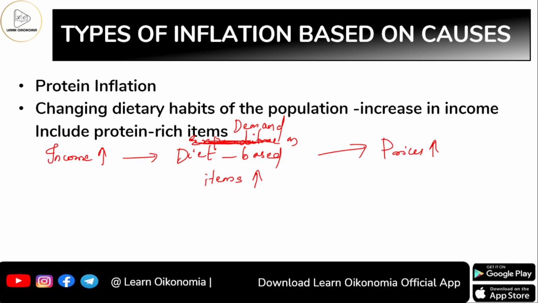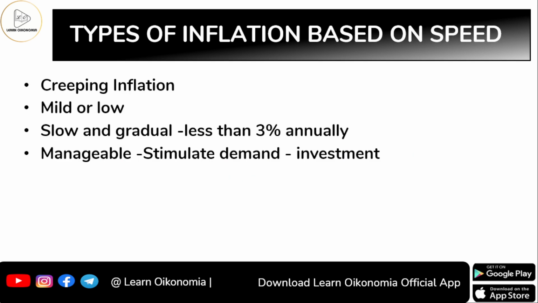Okay, so it's a kind of change in dietary habits of population that will happen as a result of rise in their income. So now people can include more items like protein, vitamin supplements, etc. in their diet, and they will be making more demand for these products, making its prices go up, and this is called protein inflation.